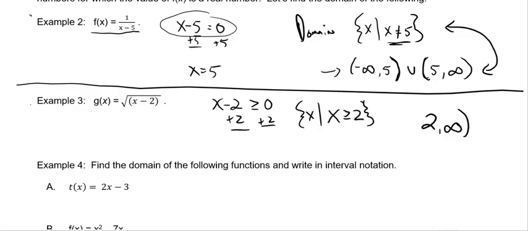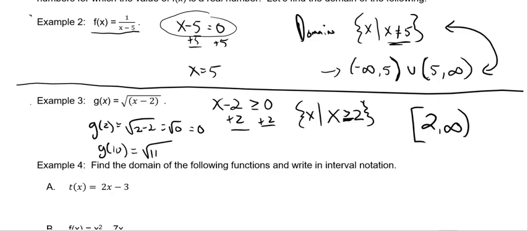Infinity always gets a parenthesis, and in this case, because 2 is allowed, I use a bracket because that's in the set. Right? I'm allowed to plug in g of 2. What happens? I get the square root of 0, which is a real output, 0. Anything in this set I can plug in. Like you can test it if you want to be sure. You say, oh, what's g of 10? Square root of 10 minus 2, that's the square root of 8, which is a real output.